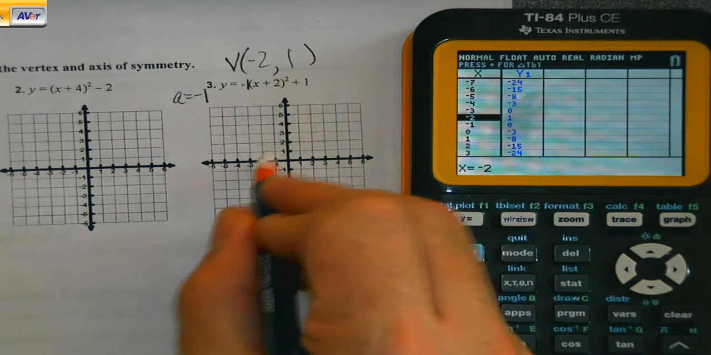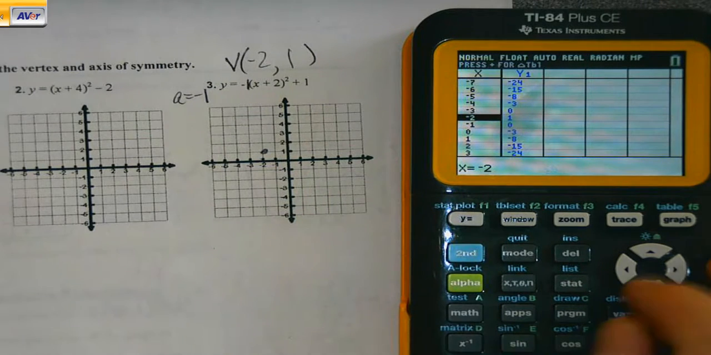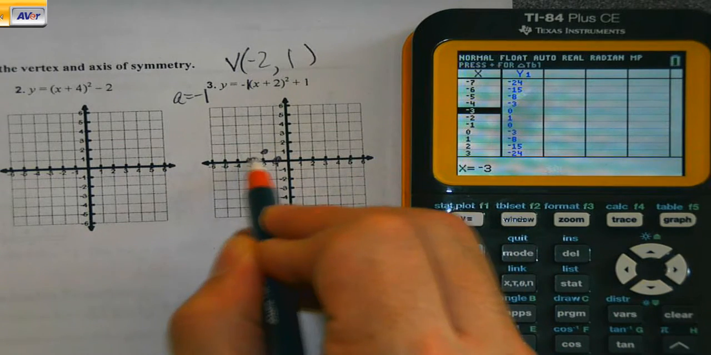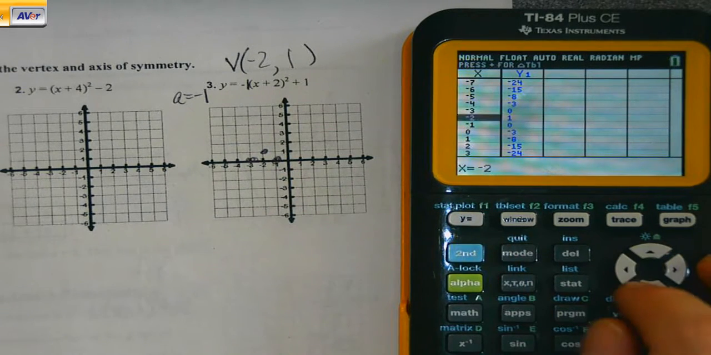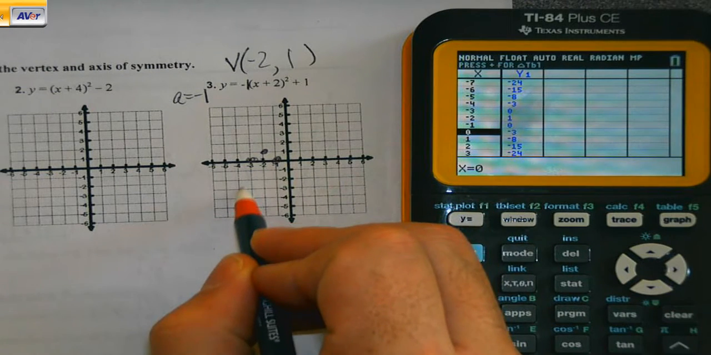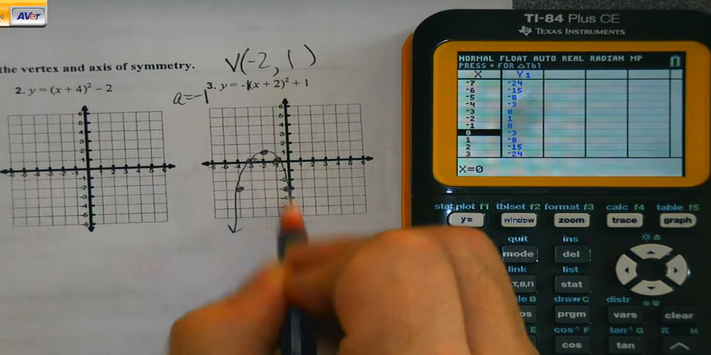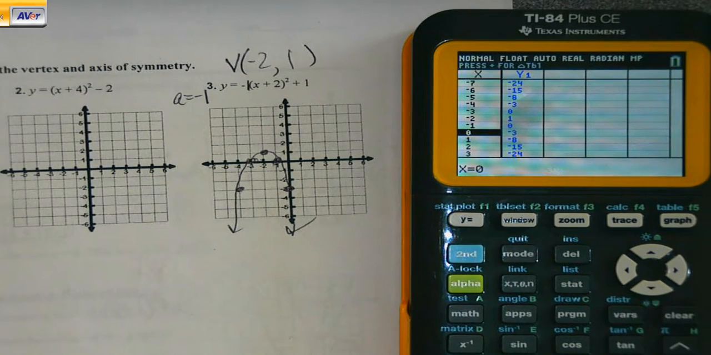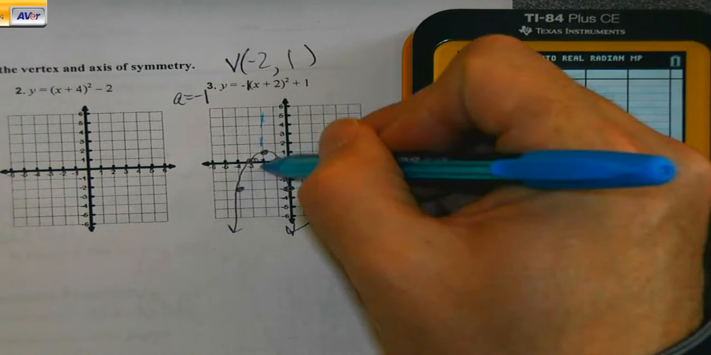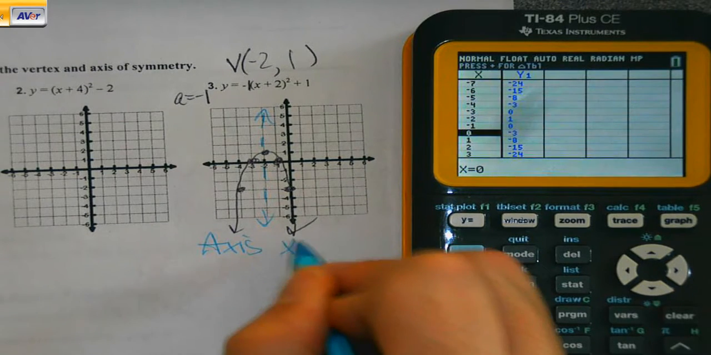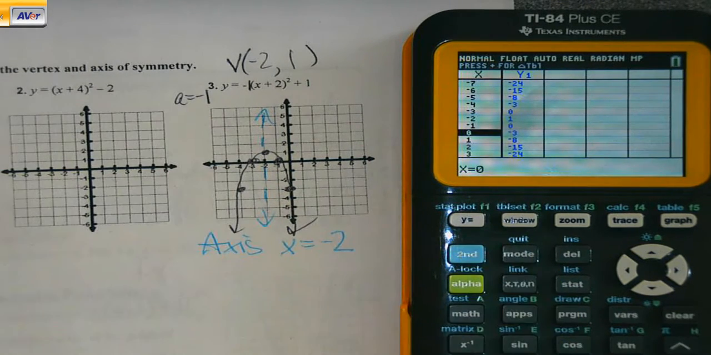So if I know this is at negative 2, 1, then what else have I got? I got negative 1, 0, and negative 3, 0. I got negative 4, negative 3, and 0, negative 3. And when I use the chart, I just draw it in. Now it does ask me for the axis of symmetry as well, so I'd go ahead and we'd get that in at negative 2.